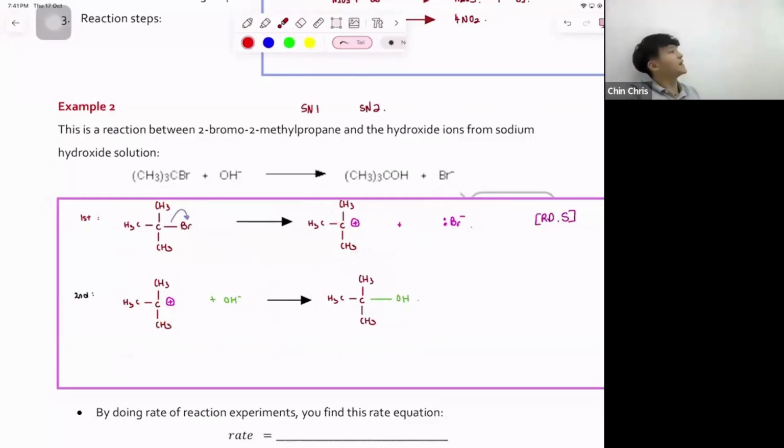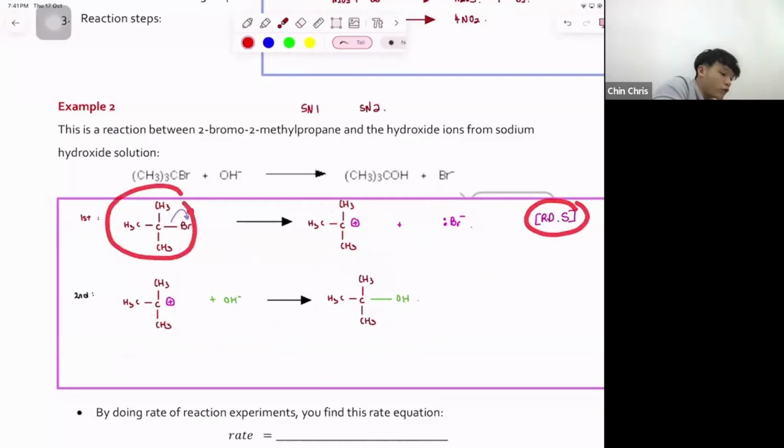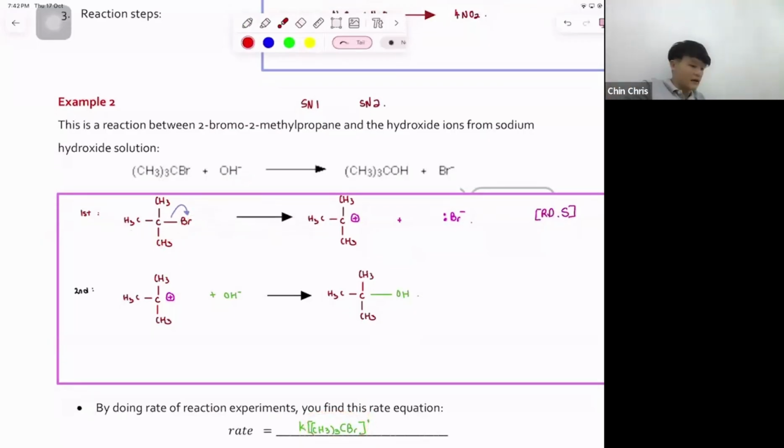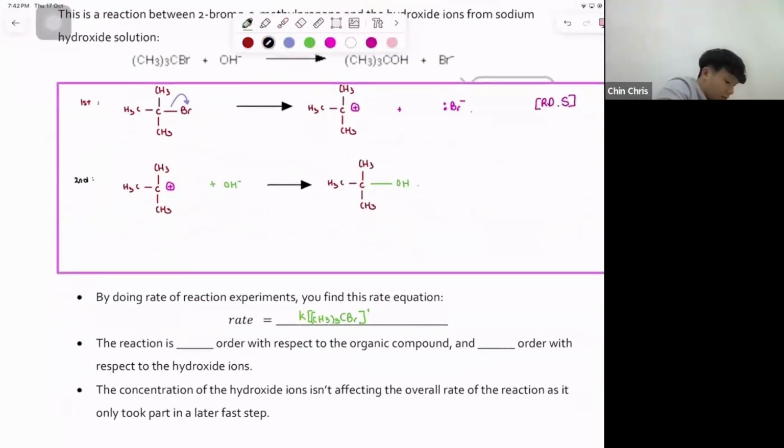So again, SN1 mechanism, why is it SN1? Because in your rate determining step, there's only one mole of a reactant. So my rate determining step is just the halogenoalkane, (CH3)3CBr, that's it. This is why we call it SN1, because only one mole of your reactant is limiting the rate. So we call it first order with respect to your halogenoalkane and zero order with respect to your hydroxide ion.